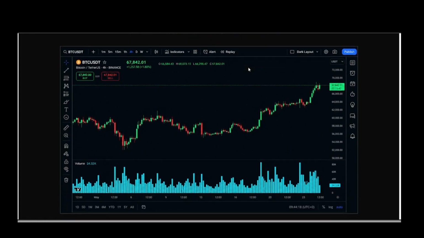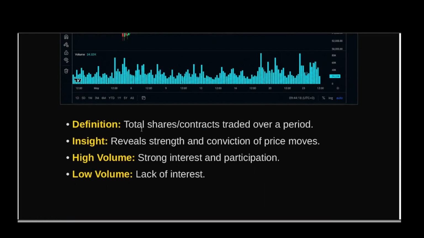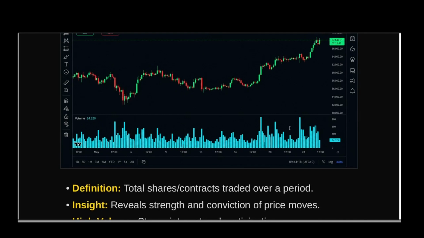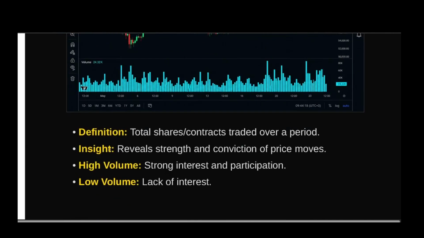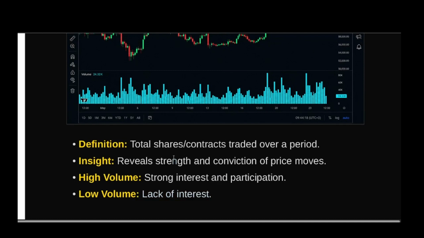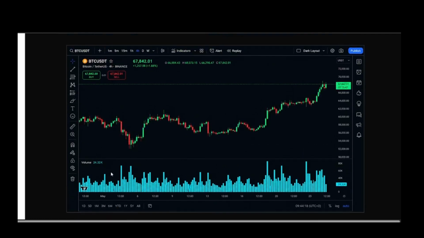Starting with, what is volume? By definition, it is the total shares or contracts traded over a period of time. And it indicates reversal strength, strong interest, and lack of interest. These three things, reversal strength, strong interest, and lack of interest, can be known by the volume indicator.